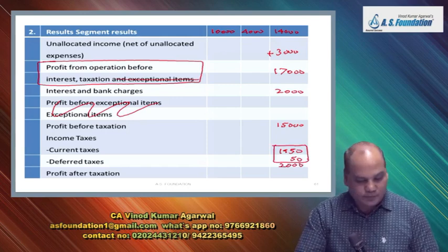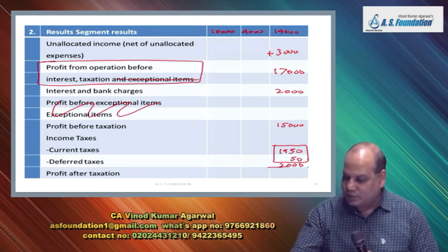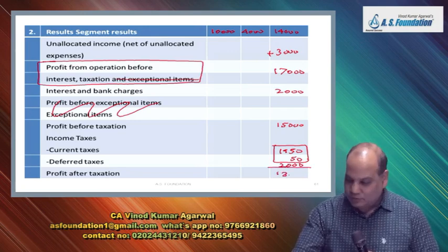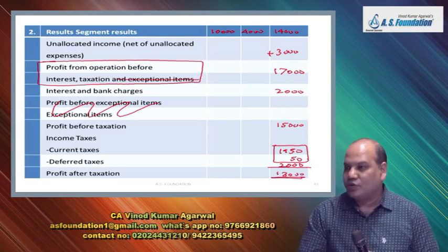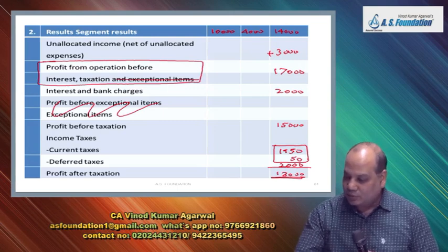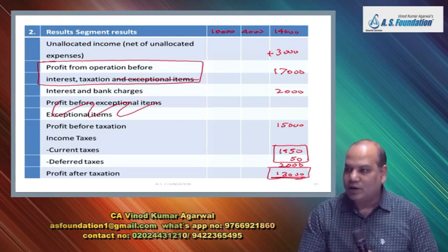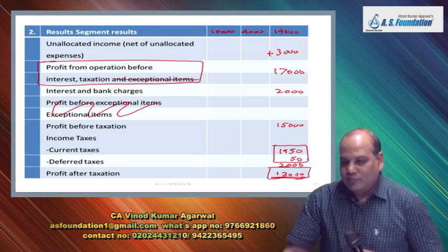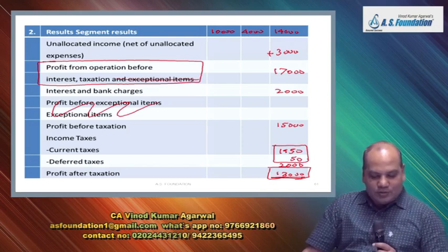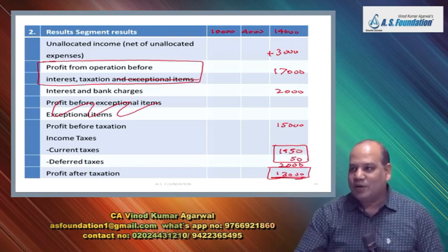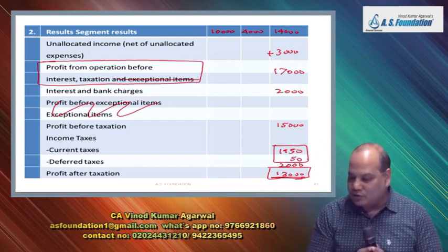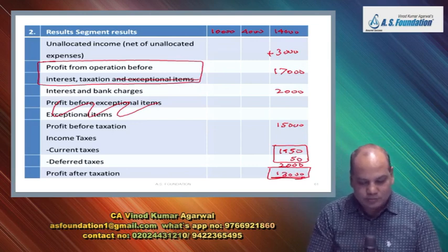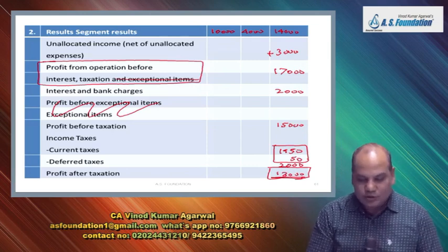So what will be profit after tax? Profit after tax will be 13,000. So this is the disclosure requirement related to segment result, and we have also simultaneously reconciled it with the profit and loss. You won't be able to see it, but in case the company is also preparing a statement of profit and loss, then this profit after tax will be there.